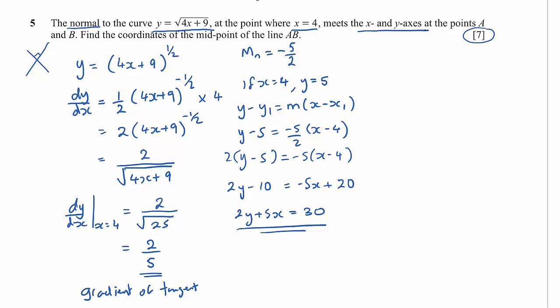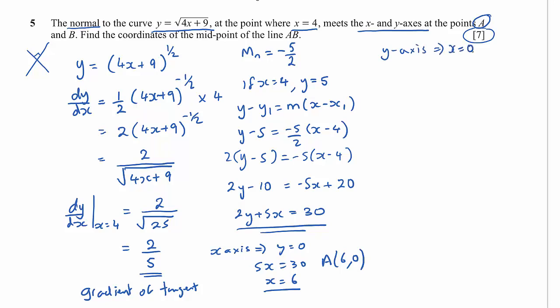Now, it meets the x and y axes, so x-axis means y equals 0, which would leave us with 5x equals 30, and therefore x equals 6. And that's the point A, so A would be the point (6, 0). And the y-axis, of course, means x equals 0. And if that's the case, then you have 2y equals 30, and therefore y equals 15. So that would mean that B is the point (0, 15).